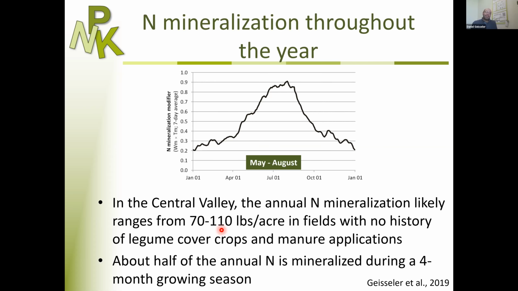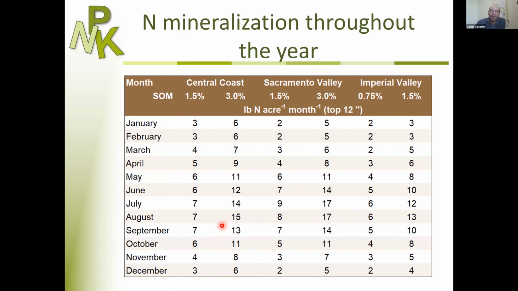For organic systems, we created a worksheet where growers can calculate a budget, and you will get a link to that worksheet. There we simplified it a bit, and you can look up the values for individual months, whether you're on the Central Coast, in the Sacramento Valley, or in the Imperial Valley, and you can choose a soil organic matter content that's closest to what you have in the field.